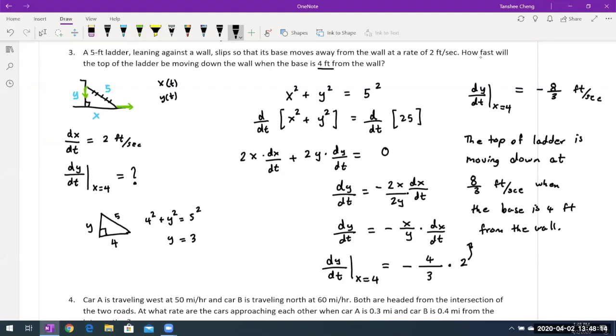So this last part is important because this instantaneous rate of change is happening at 4 feet, not at 3 feet, not at 2 feet. So you need to indicate it to interpret it clearly, okay? Any questions before I move any further?